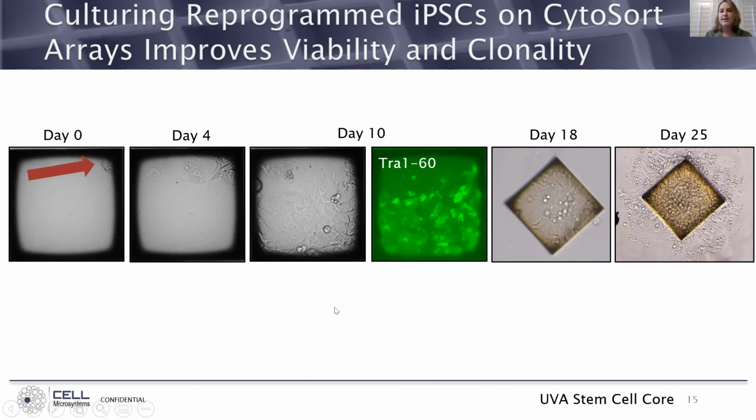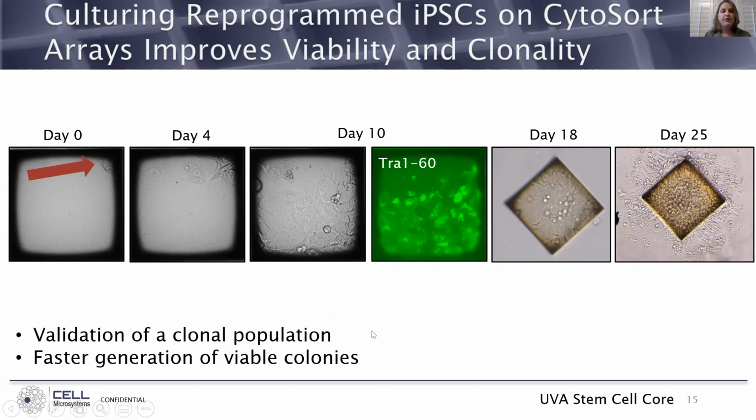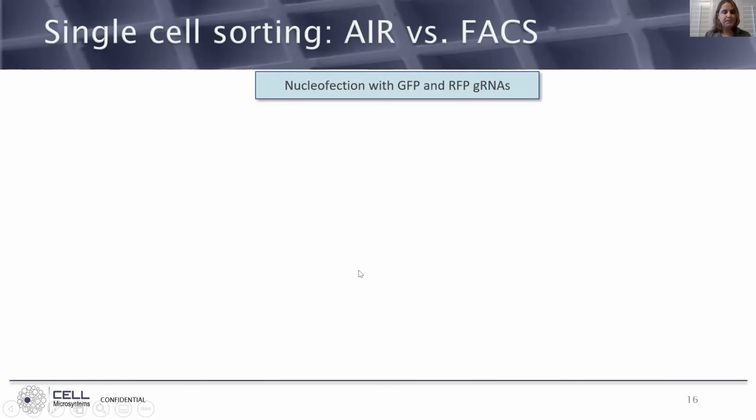So there's a couple of distinct advantages to running this type of complicated workflow on the AIR system. First, we can get faster colonies that are more viable much more quickly, but also you can validate that you have a clonal population at the outset, and that really eliminates some of the downstream labor in terms of genomic sequencing or other types of manipulations to ensure that you have a homogeneous population.